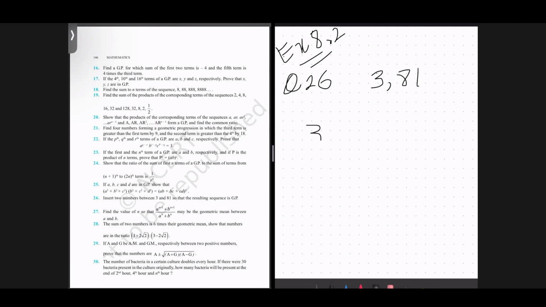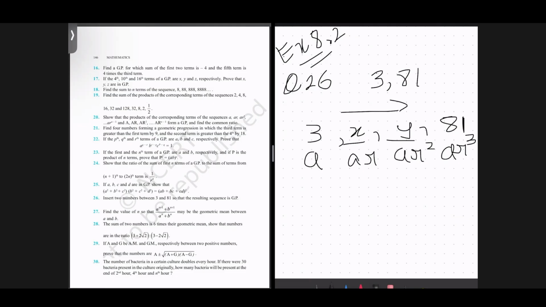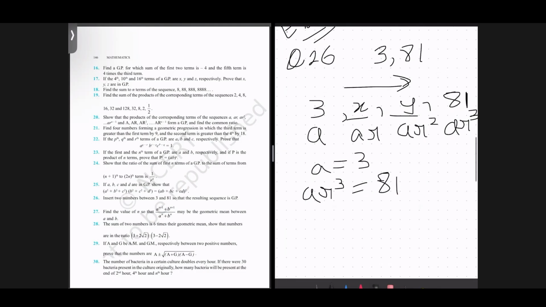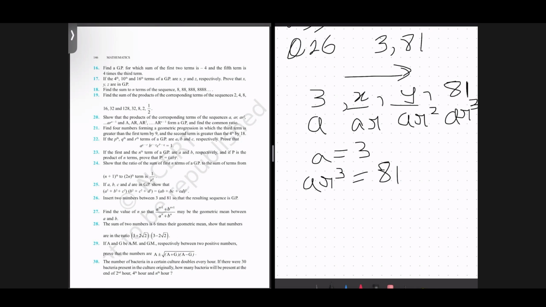Let us say that 3 is the first term of my GP. Let us note that by A. So the next term of my GP, let's say X, would be AR, correct? Y, another term in this GP itself, is going to be AR square, and 81 is going to be the fourth term in this GP, which is AR cube, correct? So when you insert two terms X and Y between 3 and 81, the GP that you get has AR square and AR cube. Now we know that A equals 3 and AR cube equals 81. If we find the value of R, then we will be able to find the values of X and Y also, because we already know the value of A, which is 3.